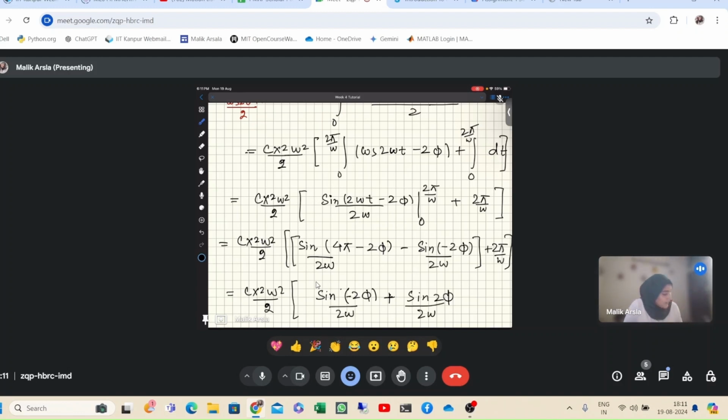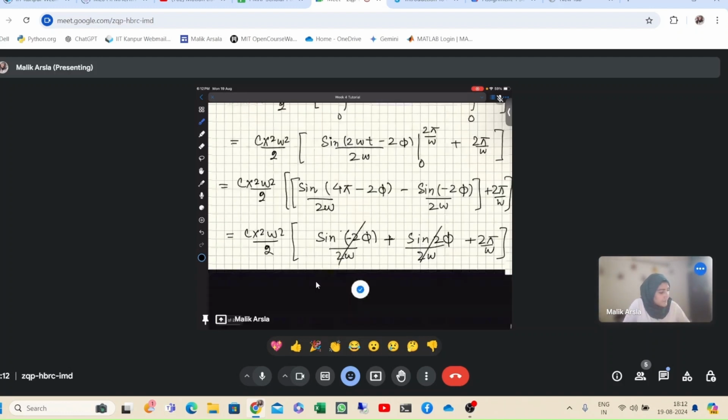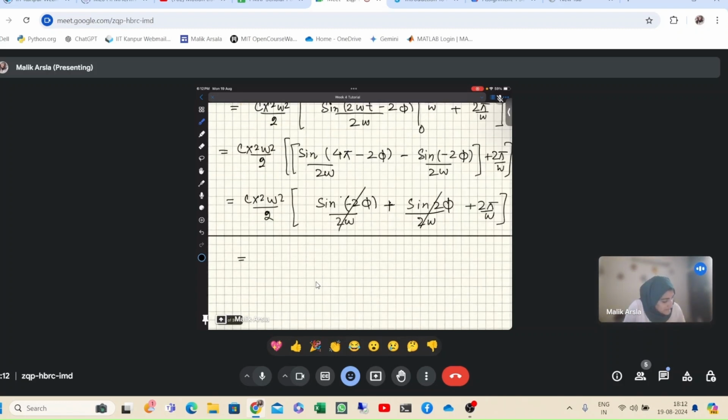upon 2 omega, okay? And then this will be plus 2 pi by omega. Now these two will cancel each other. So we will have simply cx square omega square by 2 into 2 pi by omega. So this 2 will be cancelled, this omega will cancel this, so it will be cx square omega into pi. So this will be your energy dissipated per cycle.